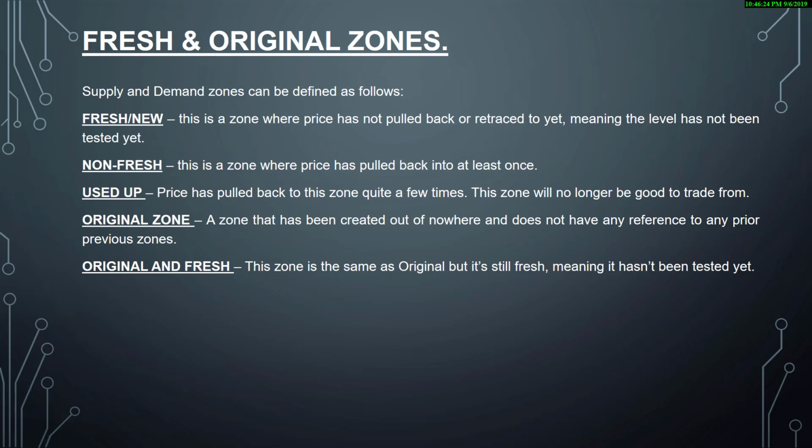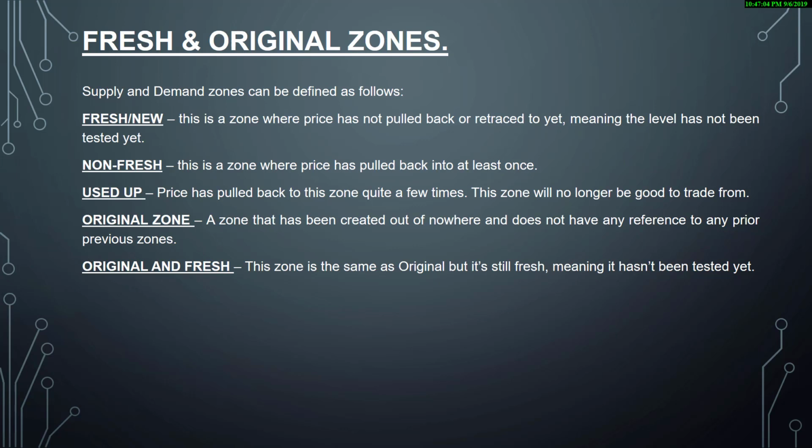Then we've got what we call a non-fresh zone. This is a zone where price has pulled back into at least once. Then we've got a used up zone. This is a zone whereby price has pulled back to quite a few times. This zone will no longer be a good zone to trade from, because if it's a supply zone, it means the more times it has been tested, the more the sellers have been absorbed. Vice versa for demand.